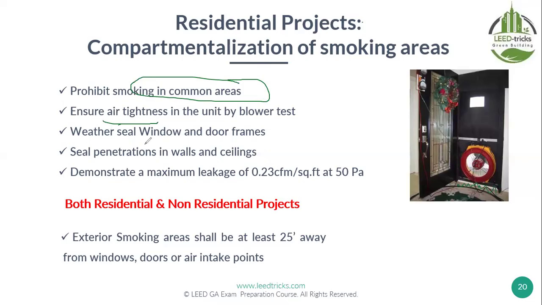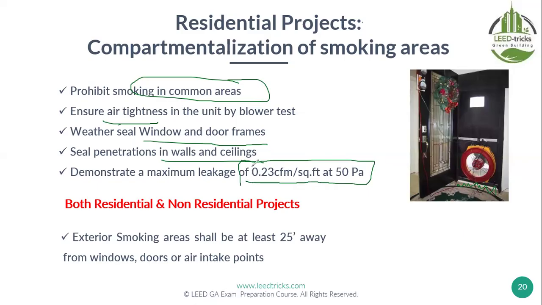Make a good seal for windows and door frames. Seal penetrations in the walls and ceiling, so you will prevent the other apartments from his smoke. Make or demonstrate that the maximum leakage is 0.23 CFM per square foot at 50 Pascal.